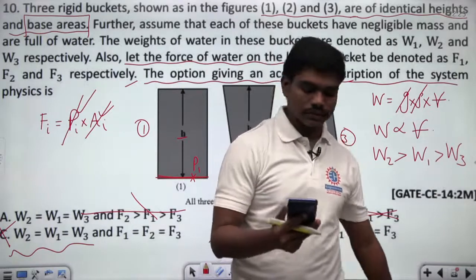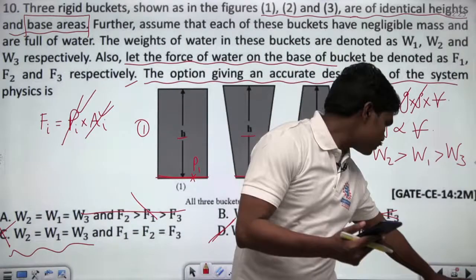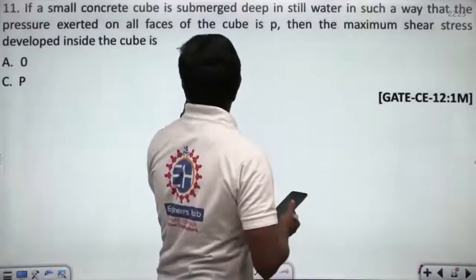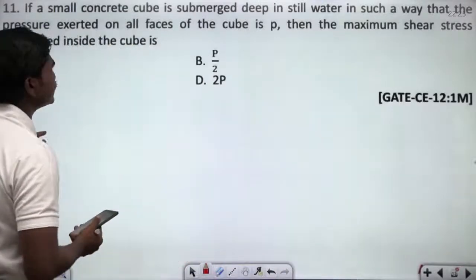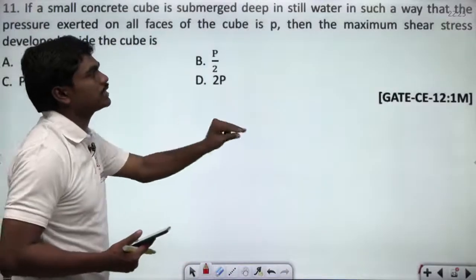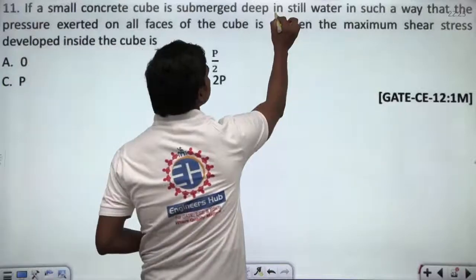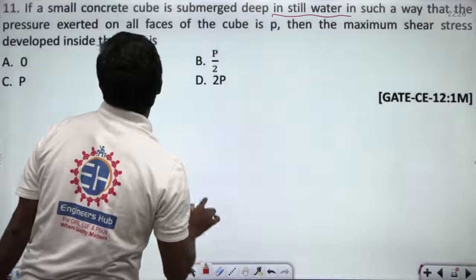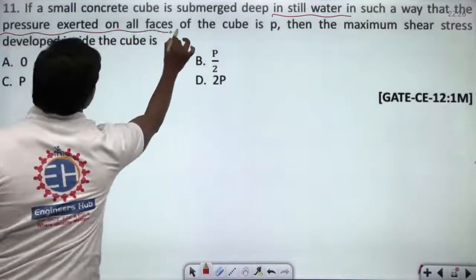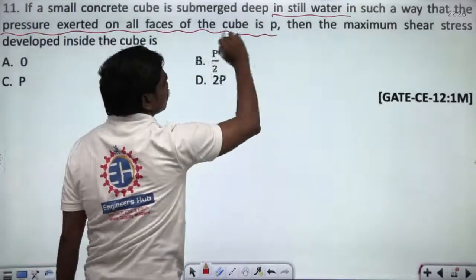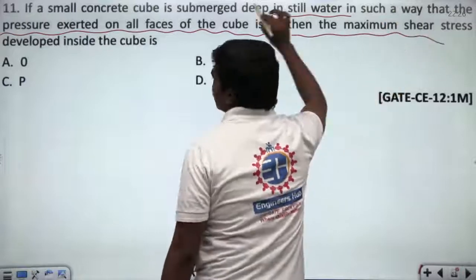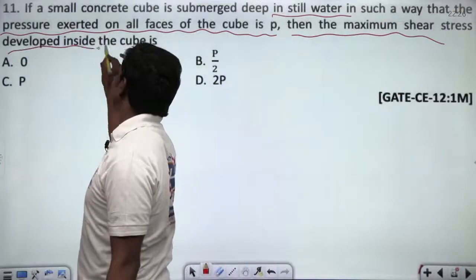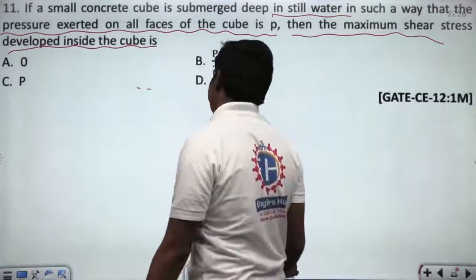Yes? Very good. So, now let's go for the next problem. Something is given. If a small concrete cube is submerged deep in still water, what is the meaning of still water? It's in static state without any disturbance. In such a way that the pressure exerted on all faces of the cube is P, then the maximum shear stress developed inside the cube is dash. This is what they are asking you for.